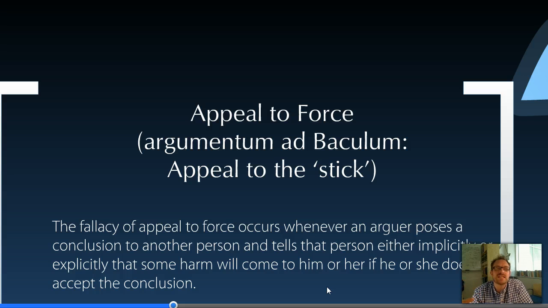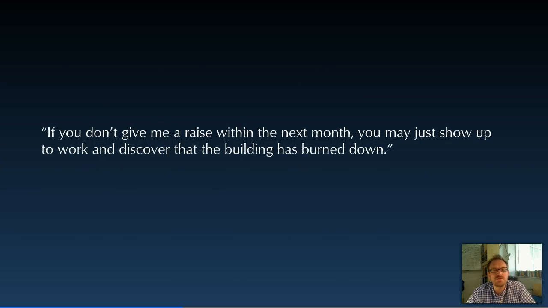Now, the appeal to force is pretty easy to spot. This one's not difficult. But the appeal to force is essentially when someone presents a conclusion, and their argument for why you should agree with them is an explicit or implicit threat that force will come to you if you don't agree. So it occurs whenever an arguer poses a conclusion to another person and tells them implicitly or explicitly that harm is going to come to them if they don't agree. This is like, if you don't give me a raise within the next month, you may just show up to work and discover that the building is burned down. For those of you, that's an Office Space reference, I think. But you can see here, this is a fallacy.